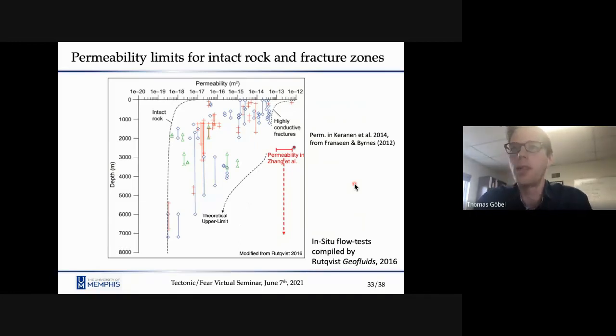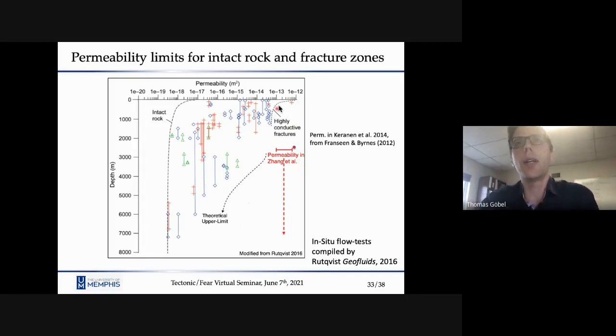So to synthesize these observations a little bit with the previous study, this is from Rutqvist et al. in Geofluids in 2016. He suggests, so this is permeability as a function of depth from a whole suite of different hydraulic stimulation tests, going both at the left-hand side, kind of the limit for intact rock, and the right-hand side, the limit for highly conductive fractures and fault damage zones.